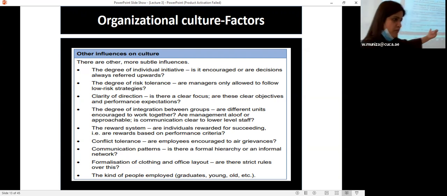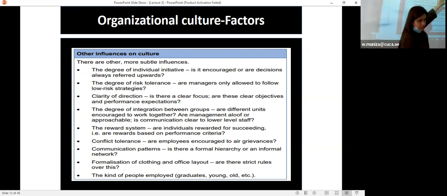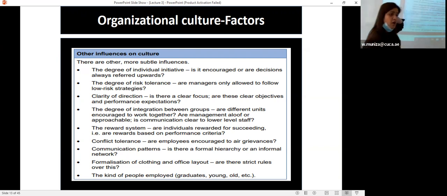So it is also going to make the culture of the organization, how much regard is given to the individual initiatives. Is the management regarding it or not? If the management is not regarding it, then the initiative is not going to be taken, and taking no initiative will become the culture of the organization. The degree of risk tolerance.